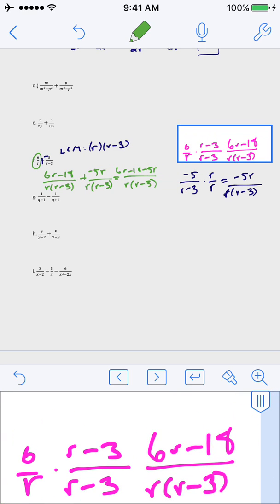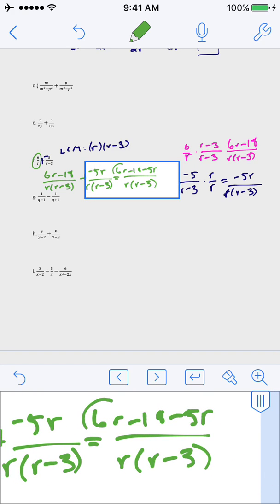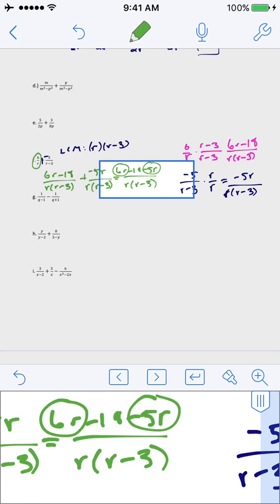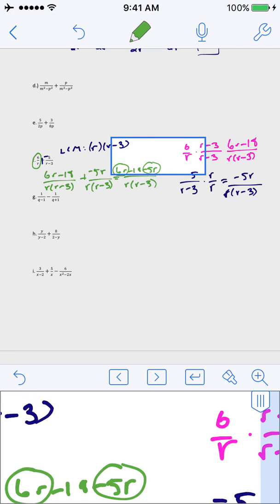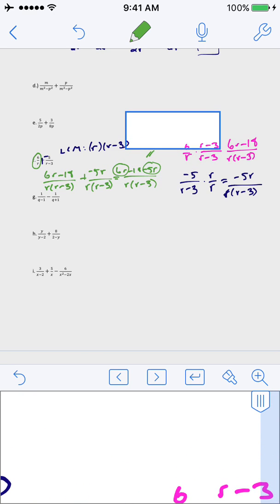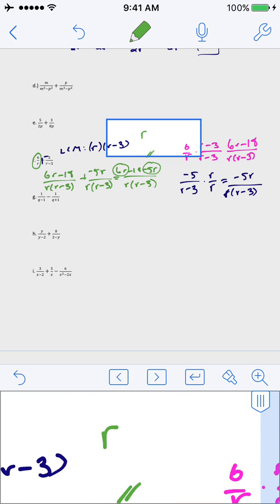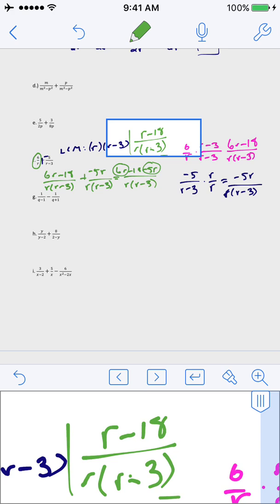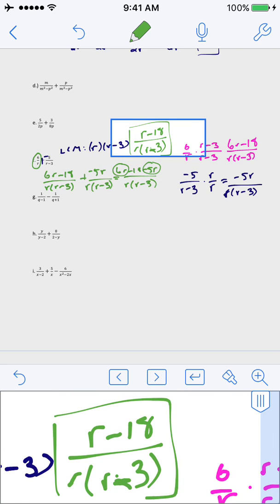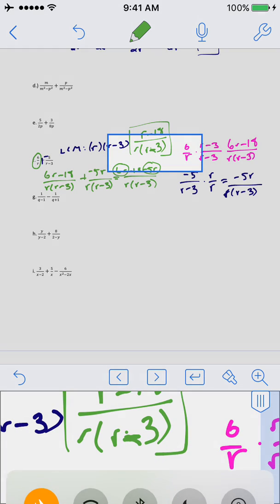And because I actually multiplied that out, I can see that I have a 6R and a negative 5R that are going to reduce. So I end up with, pardon my room, a single R, 6 minus 5 is 1, minus 18 over R times R minus 3. Again, I did nothing with the denominator. I just simplified the numerator. And I'm done. That's what it equals.